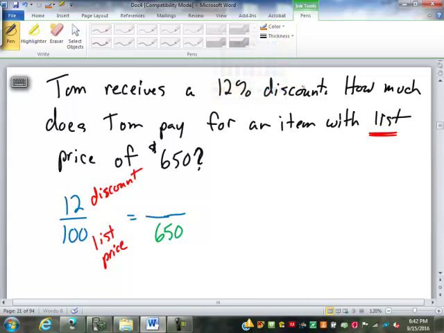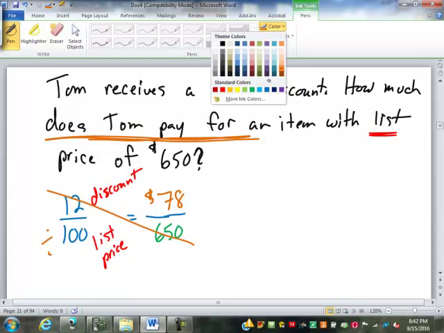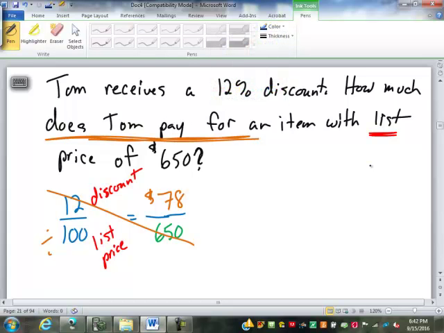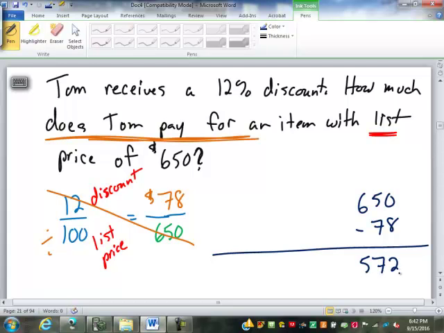We're going to go ahead and cross multiply and divide here. 12 times 650 divided by 100 is $78. That is the amount of the discount. But what we're looking for here is the amount Tom pays. So we're going to have to do 650 minus 78, which is going to give us $572.